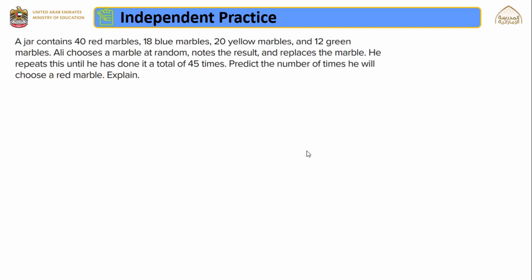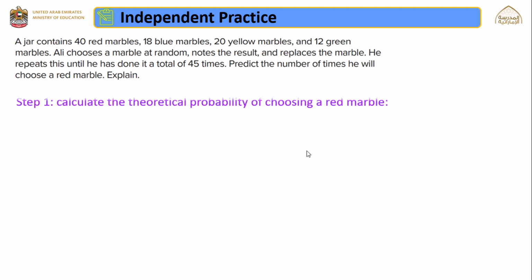A jar contains 40 red marbles, 18 blue marbles, 20 yellow marbles, and 12 green marbles. Ali chooses a marble at random, notes the result, and replaces the marble. He repeats this until he has done it a total of 45 times. Predict the number of times he will choose a red marble and explain.